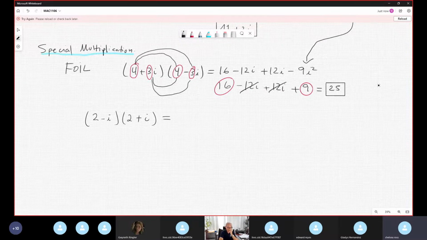I prefer doing it by the shortcut. You multiply 2 times 2 is 4, no? Where does this 4 come from? 2 times 2. And what about this coefficient and this coefficient? It's 1, no? Okay, 1 times 1 is 1.